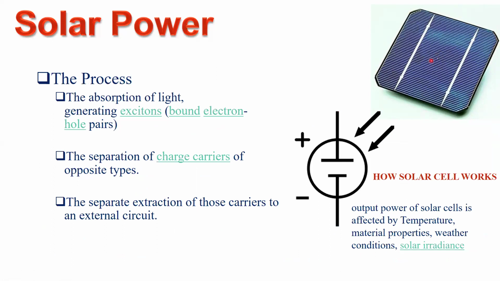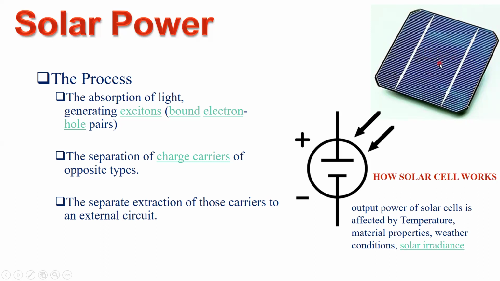How is the process? So they absorb the light on the surface and then they generate excitons, which are basically called bound electron hole pairs. So those who know the semiconductor PN junction theory should be able to understand what I'm speaking about. Okay. And those bound electron hole pairs are generated because of the incident light on the surface of this solar unit.